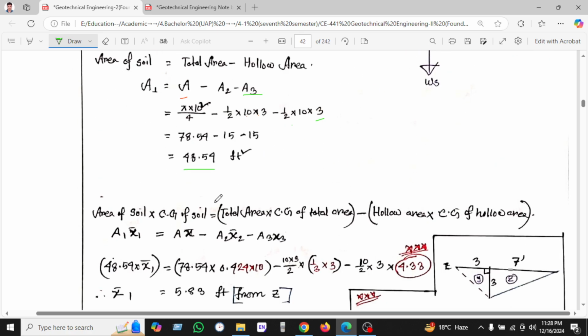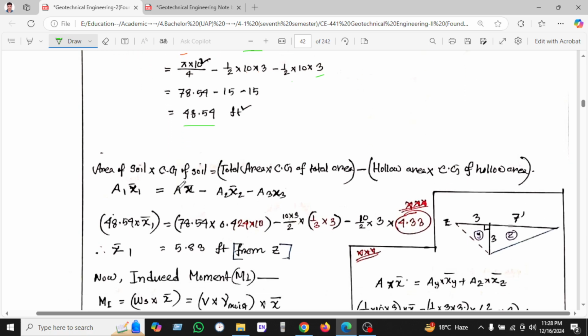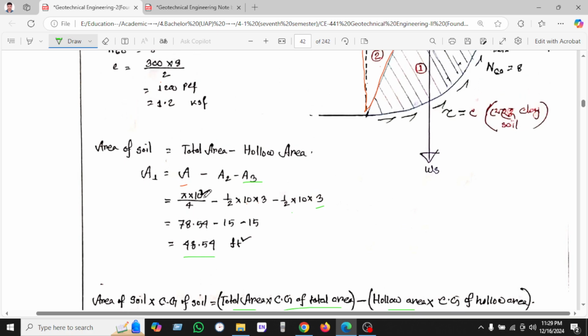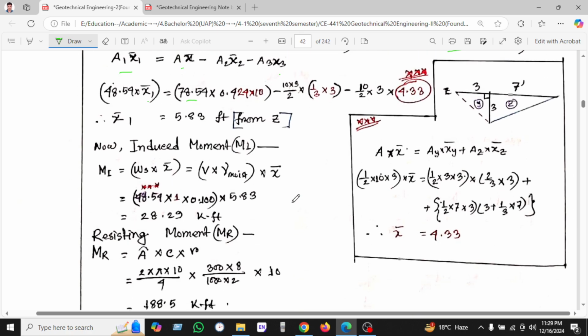So this is the area of soil, 48.5. The area of soil into CG: the total area into CG of the total area, minus the hollow area into CG of the hollow area. So we can put in all the values: a1 x1, where x1 prime is unknown, and a into x prime minus a2 x2 minus a3 x3. We can put in all these values, a1 x1 is unknown, and a is the total area, which we have calculated previously.